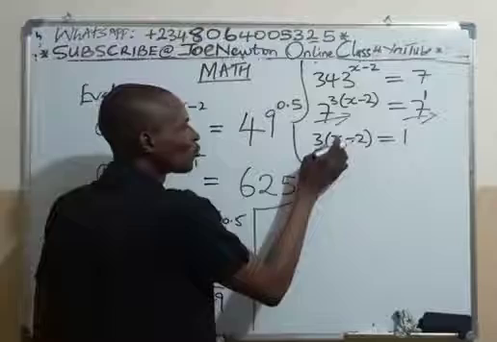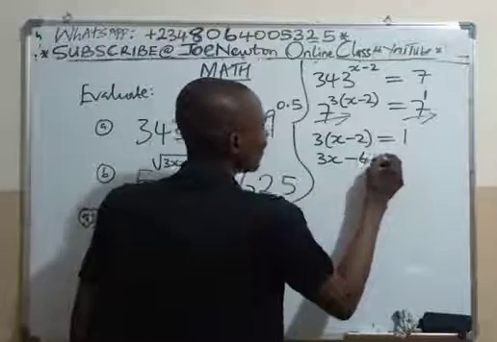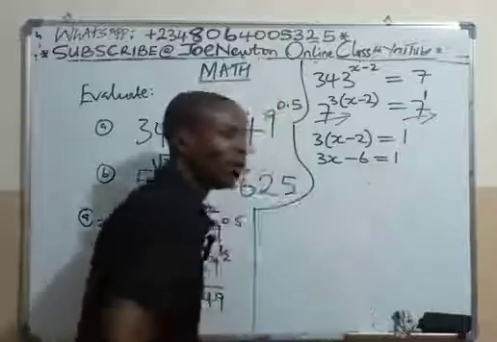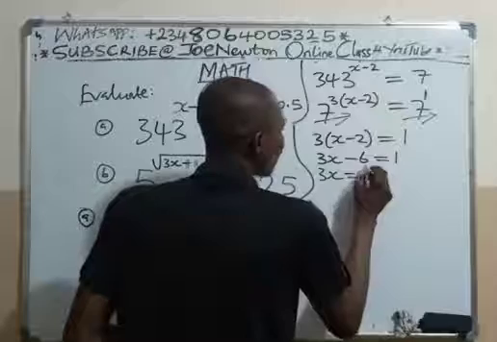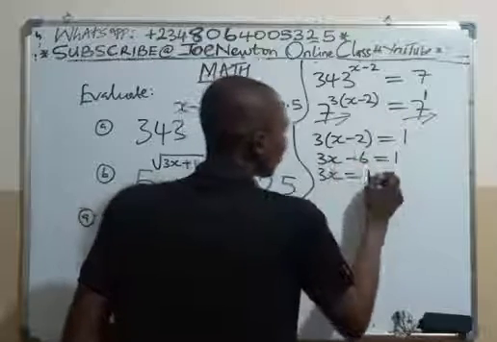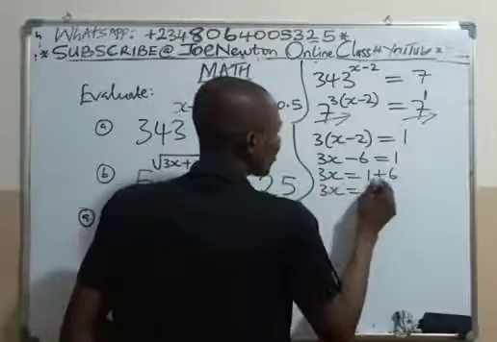Wow! So 3 times x is what? 3x minus 3 times 2, which is 6, is equal to 1. Then we collect like terms. Then we have 3x is equal to 1. When this comes to this side, it becomes plus 6. Therefore, 3x is equal to 1 plus 6, which is what?